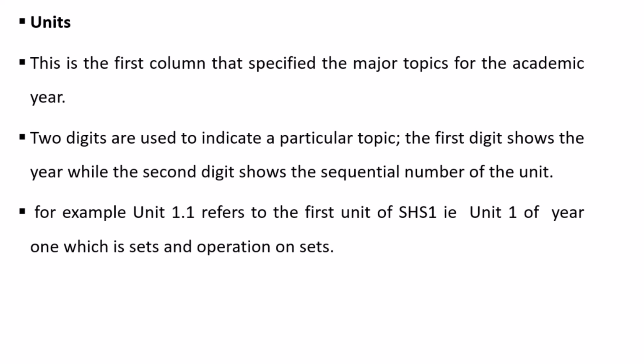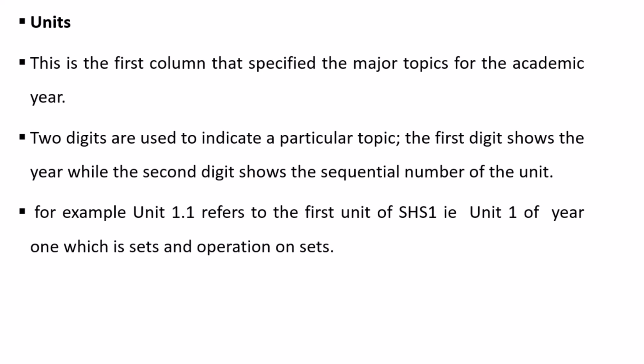For example, unit 1.1 refers to the first unit of SHS 1. Then the second digit shows the sequence, so 1.1 is SHS 1 first unit. Then we have SHS 1 second unit, which will be 1.2. SHS 1 fifth unit will be 1.5. So that's how it is done.